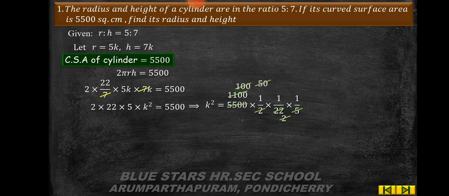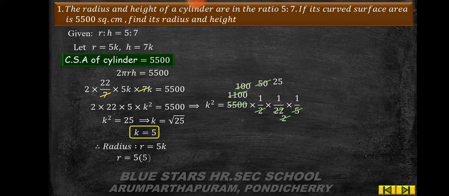2 and 50 gets cancelled. You get 25. Therefore, K square is equal to 25, which implies K is equal to root 25. Therefore, the value of K is 5. Now you have to find the radius and height. You know R is equal to 5K. That is radius. R is equal to 5K.